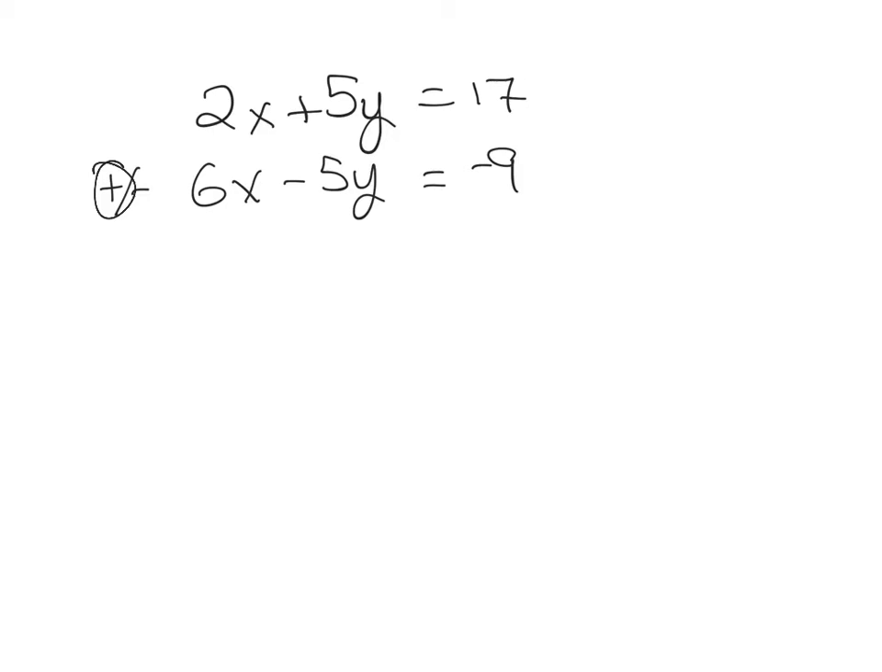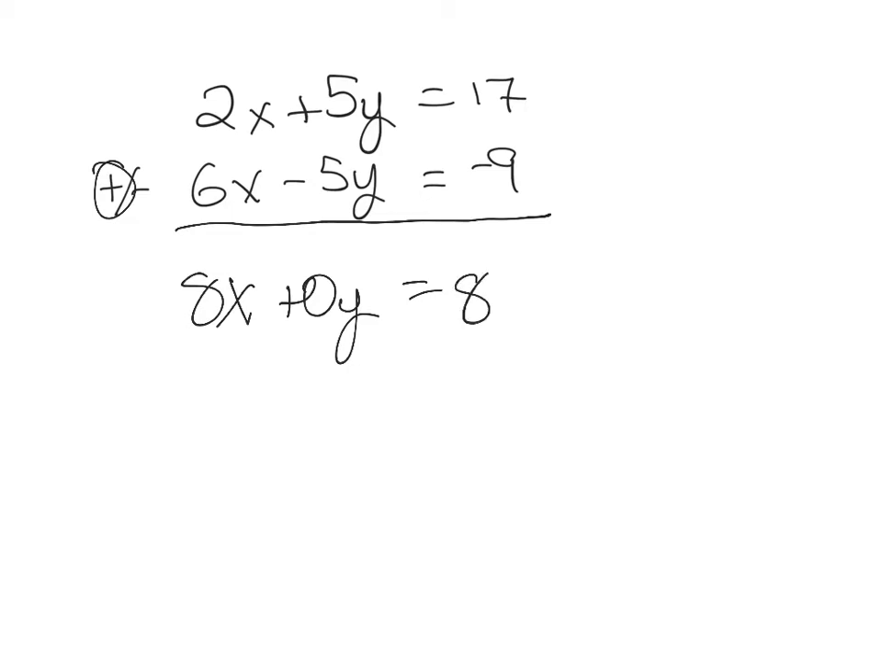2x and 6x gives me 8x. I'm just doing this like one big addition problem. 5y plus negative 5y gives me 0y, equals 17 plus negative 9, which gives me 8. So now I simplify that, the y goes away and I get 8x equals 8, or x equals 1 after I do the division property of equality. So that's how I solve using the elimination method for one variable.